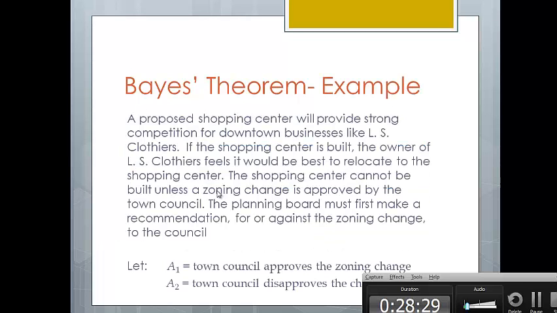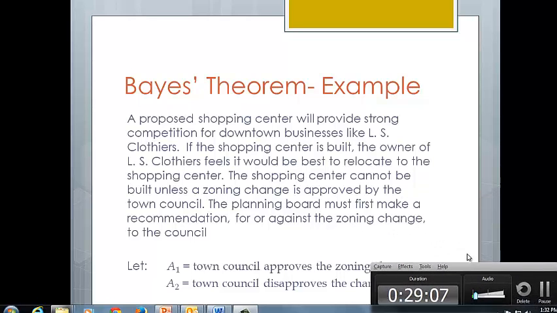So a proposed shopping center would provide strong competition for downtown businesses like LS Clothiers. If the shopping center is built, the owner of LS Clothiers feels that it would be best to relocate to a new shopping center. Makes sense, too much competition, you might want to move. The shopping center cannot be built unless a zoning change is approved by the city council. The planning board must first make a recommendation for or against the zoning change. So let A1 be the town council approves the zoning change, and A2, the town council does not approve the zoning change.